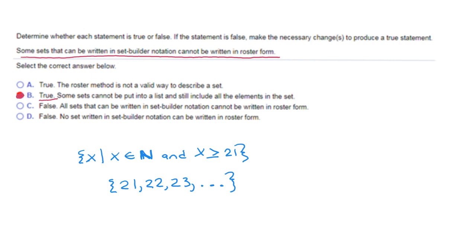All right, so I cannot list that totally in roster notation. This is what it would look like in roster notation, but I cannot include all the elements because of that ellipsis. This concludes the lecture for 2.1.